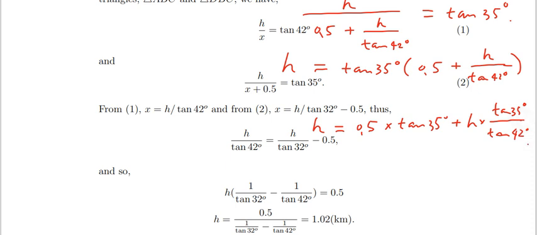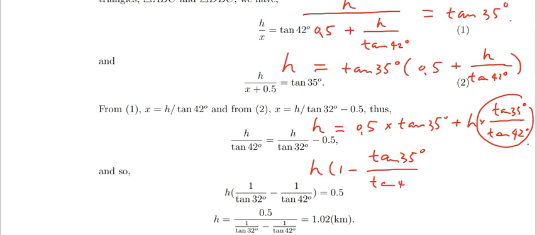So we have such an equation, where these are just numbers, coefficients. We put the h terms together: h times 1 minus tangent 35 over tangent 42 equals 0.5 multiplied by tangent 35. Then finally we get h, right? Okay, so we solve this problem.